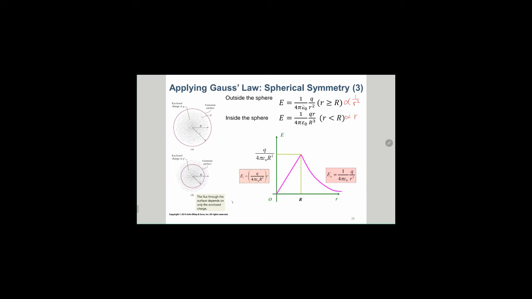So E is inversely proportional to r squared when r is larger than or equal to capital R. And here it is proportional to r for inside the sphere. Okay, so when you try to draw it out, this is a linear increase, and then it reduces in an inverse square way, like this. So the maximum point will be at this point.